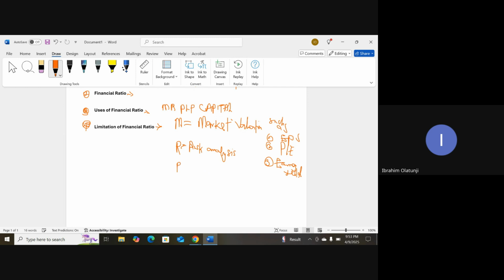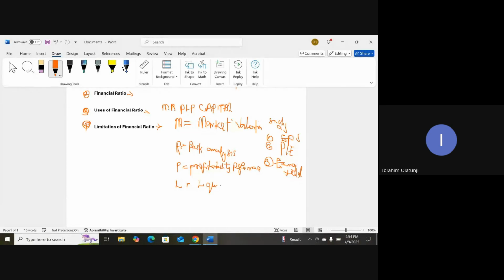Then we look at the P, still going through Mr. PLP Capital. The first P here is called profitability performance. Are we following? Yes, sir. Profitability performance. And the L aspect of it, one of the uses is because of what?